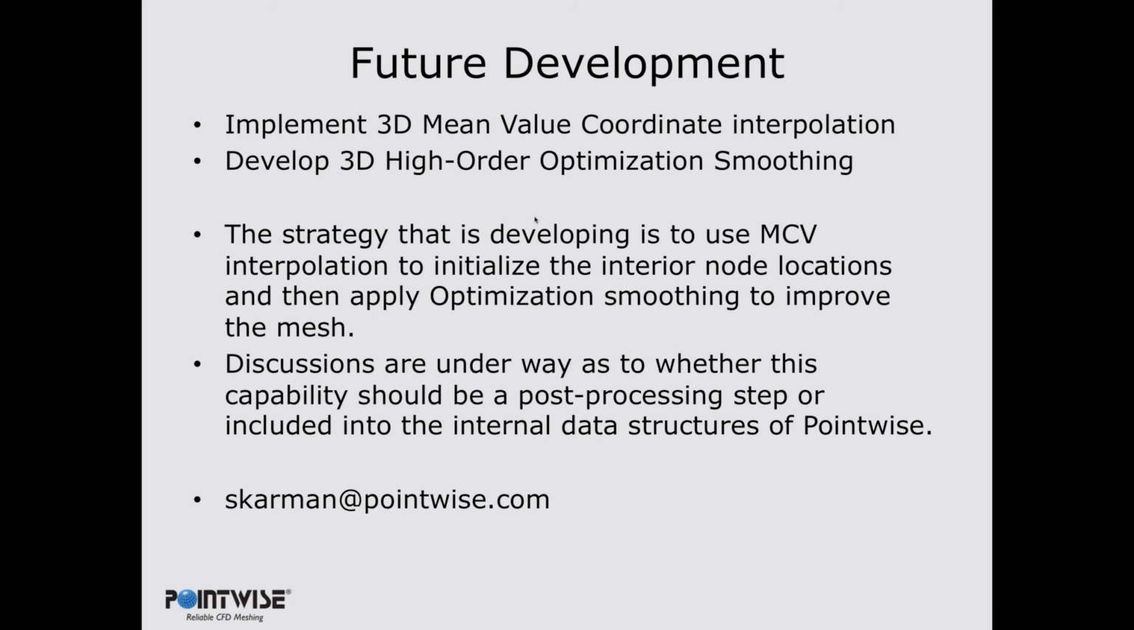So our intent is to implement the 3D mean value coordinate system interpolation. Right now it's only been demonstrated in 2D. We want to develop the higher order optimization smoothing, and that's underway as we speak. And I think the strategy that we're taking is that we want to use the mean value coordinate as an interpolation scheme to initialize interior node locations, and then the optimization smoothing will take over and improve the mesh quality.